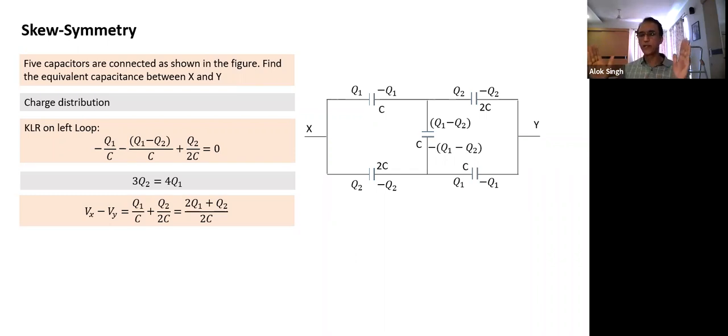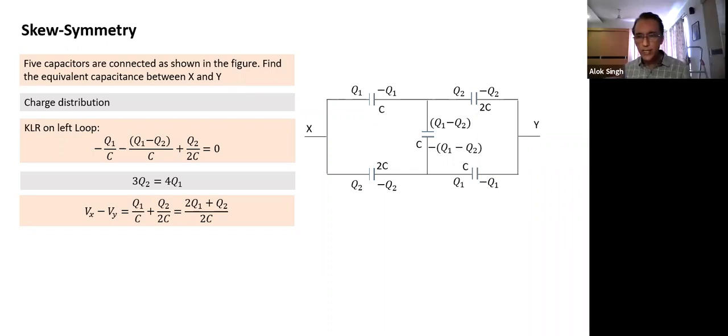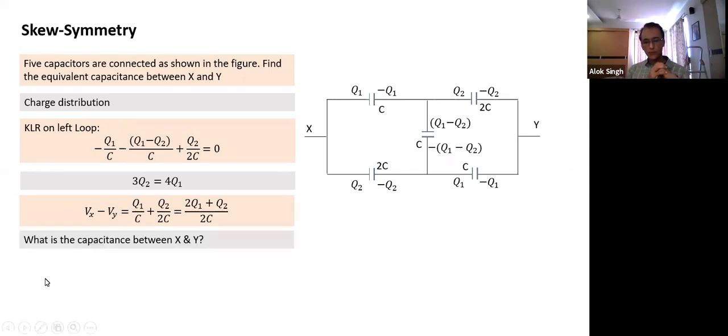How do we find the equivalent capacitance between X and Y? Equivalent capacitance between X and Y depends on what charge has been given at X and what is the potential difference between X and Y. Can someone tell what is the charge given at point X in this case? How much charge has been given at junction X? Q1 plus Q2. So to find the capacitance between point X and Y, C is equal to Q by V. The charge given is Q1 plus Q2 and the potential difference is Vx minus Vy. I'll put those values. So what is the capacitance between X and Y?